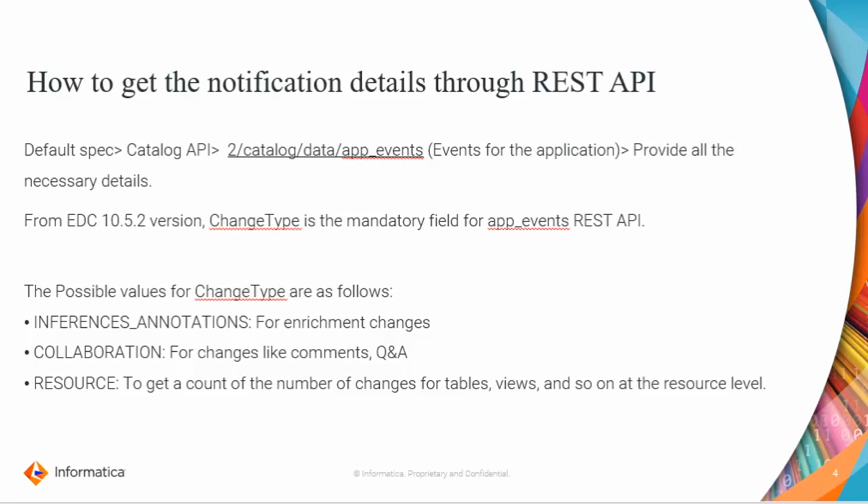From EDC 10.5.2 onwards, change type is one of the mandatory fields in order to get the desired outcome from the REST API. The possible values for change type are as follows: inference annotations for enrichment changes, collaboration for changes such as comments and QA, resource to get a count of the number of changes for tables, views and other assets at the resource level.